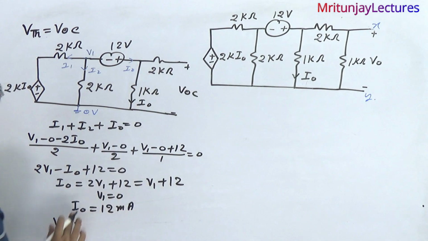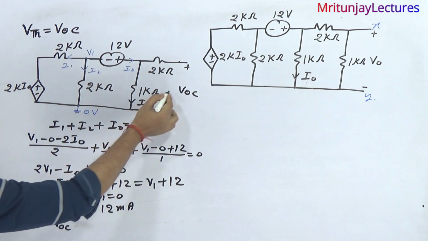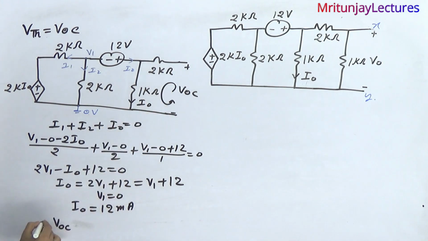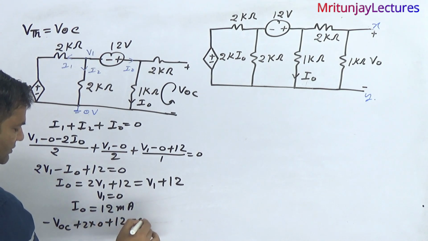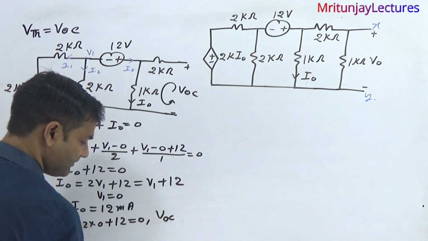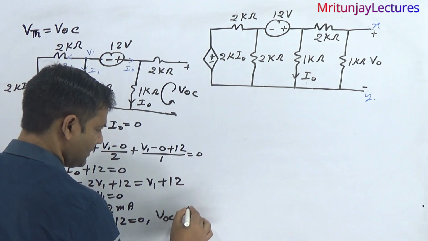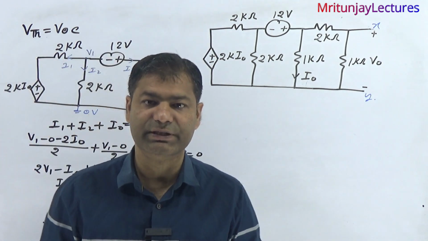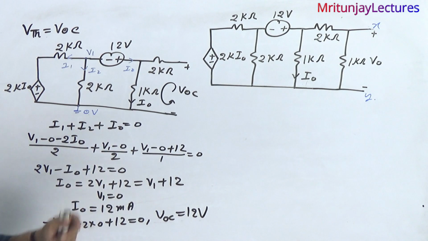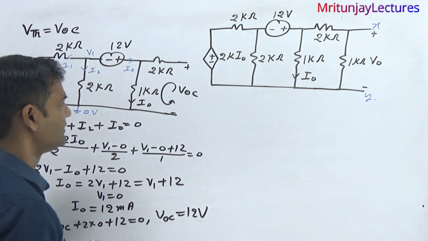Going from minus to plus, we apply KVL in this loop: minus, plus 2 into 0, plus 1 into 12, this is equal to 0. So V of OC is 12 volt. Clear or not? V of OC means VTH is 12 volt. Okay. Now the next target is RTH.